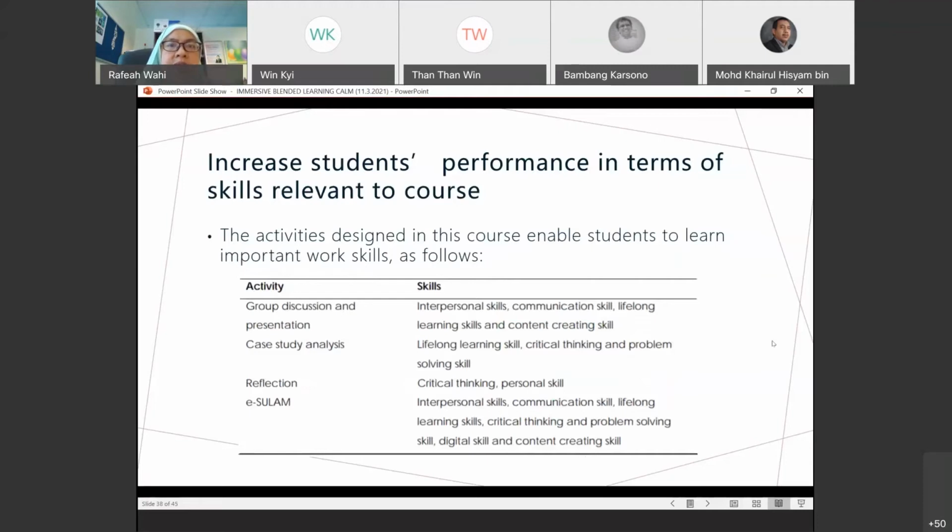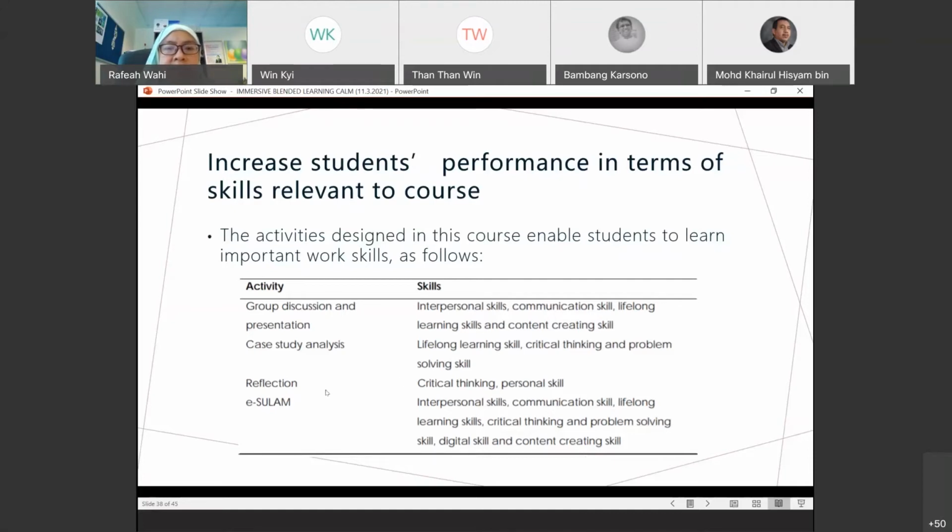So this is how this course has enabled students to learn important work skills. For example, through discussion and presentation, we are letting them learn interpersonal skills, communication skills, lifelong learning skills, and content creating skills. And content creating is one of the most important skills for future jobs, right? And from case study analysis, we allow them to learn lifelong learning, critical thinking and problem solving.